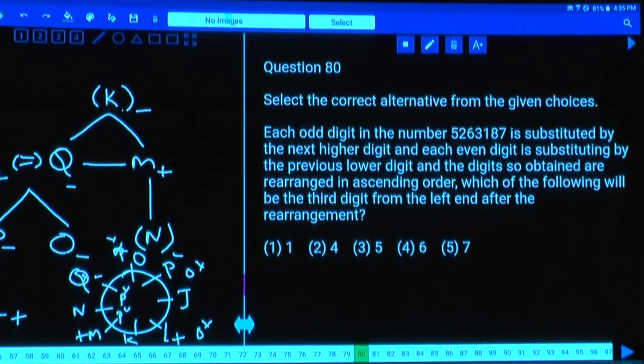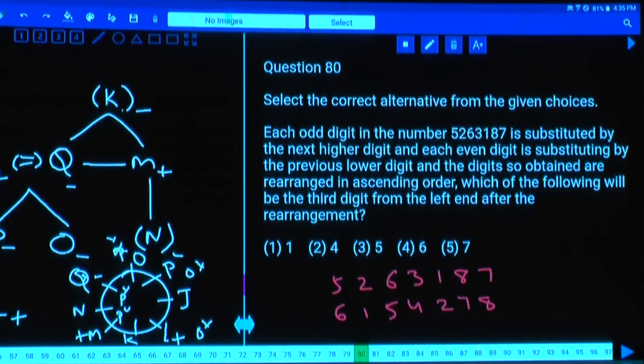Yes, what is given in this one? Question 80: each odd digit in the number 5263187 is substituted by the next higher digit. This will be 6, this is 4, this is 2, and this will be 8. Each odd digit is +1, and each even digit is previous, -1. Even digit -1, this is 1, this is 5, and this is 7.